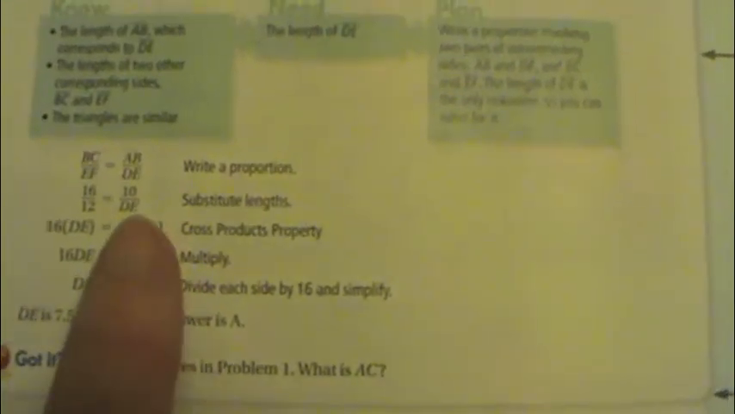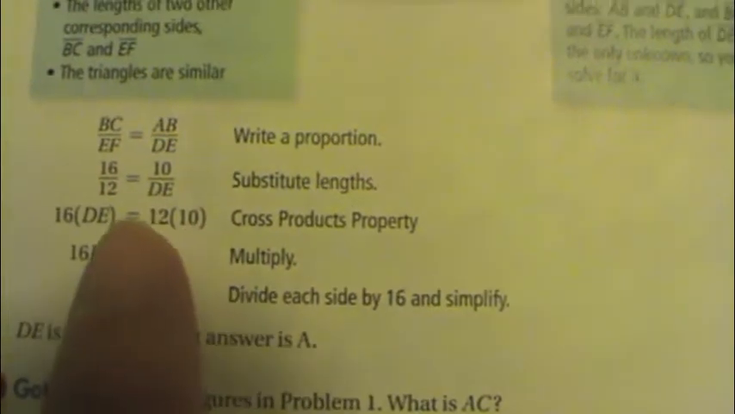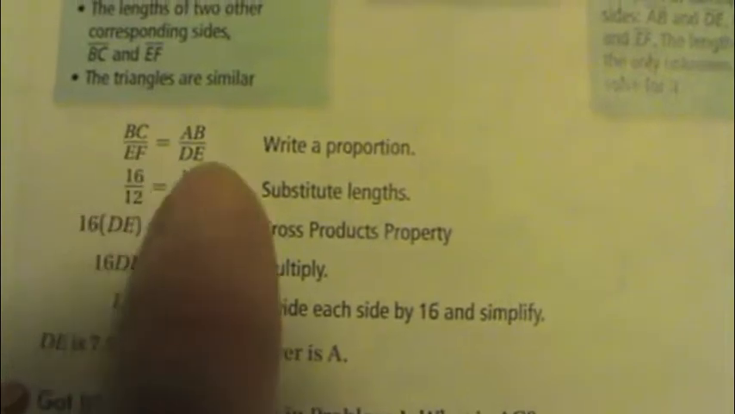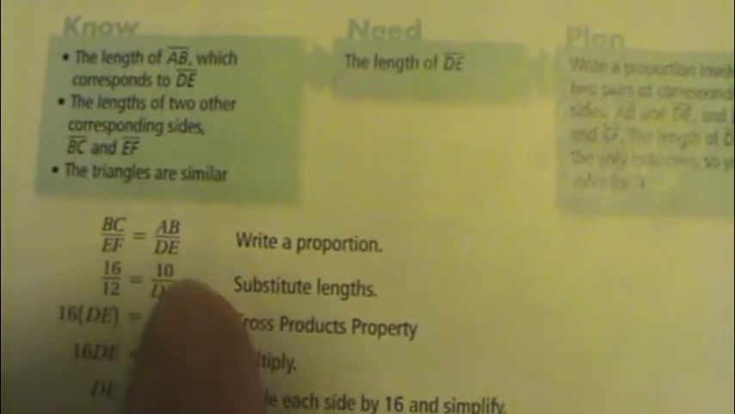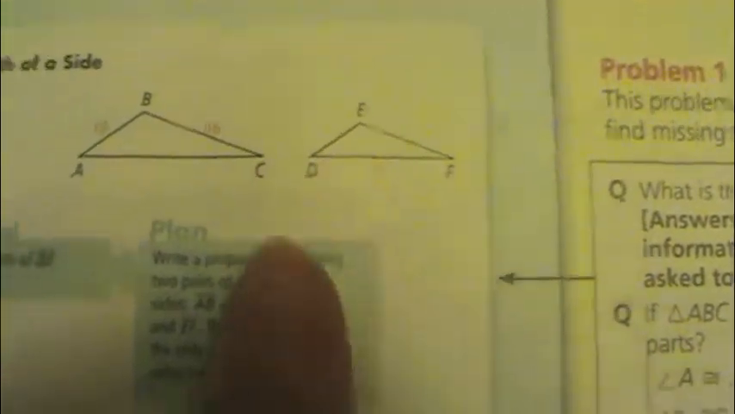And down here, you start by writing the proportion, put in the lengths you know, and then you just solve. Now, this first step is actually pretty important. BC over EF. So we have this triangle over the length of this, the side in this triangle. And then AB over DE, the side in this triangle over the side in that triangle.